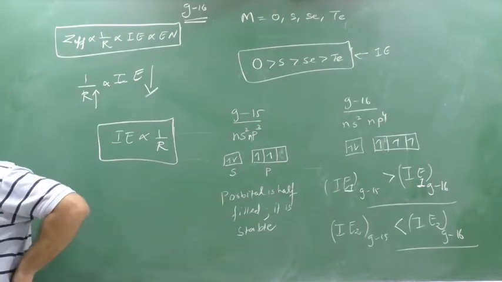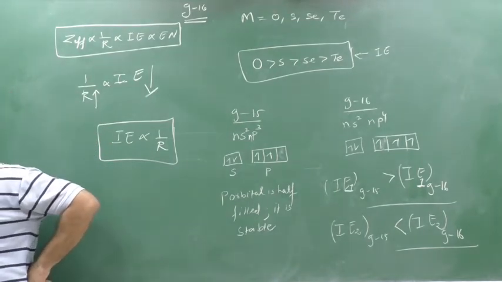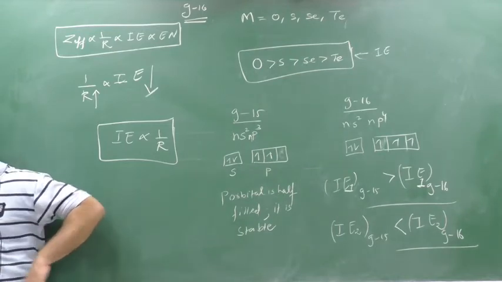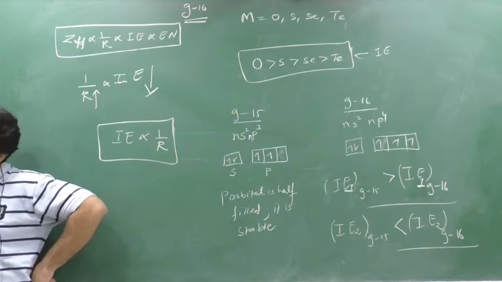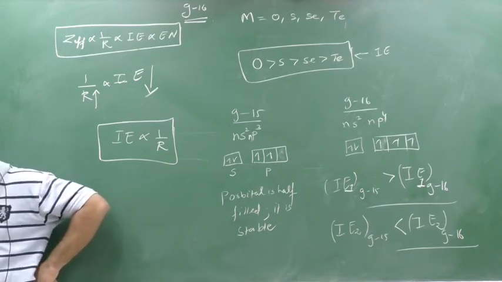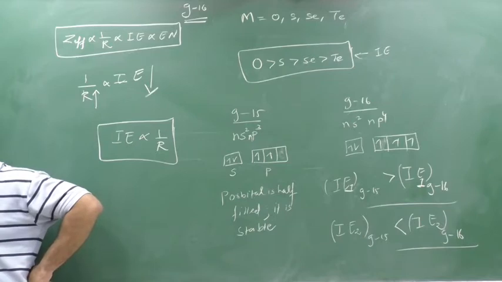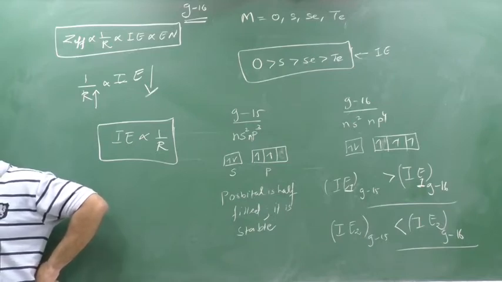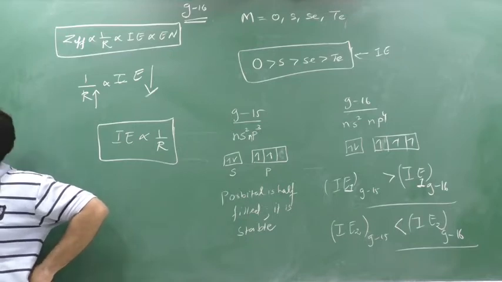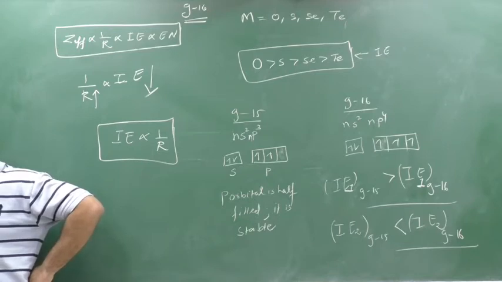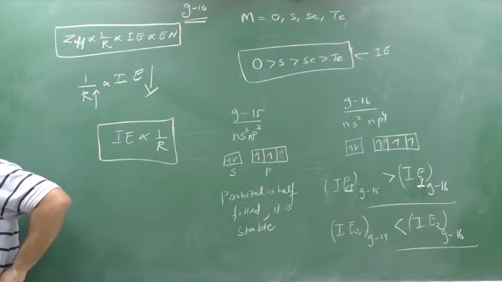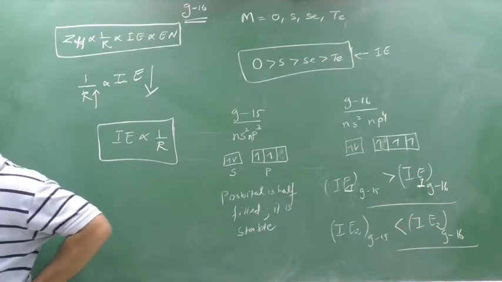Write down: the values of ionization enthalpy of group number 16 are less than those of group number 15, because group number 15 elements have half filled p orbitals, which possess extra stability.